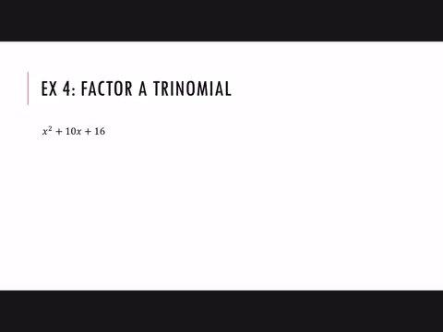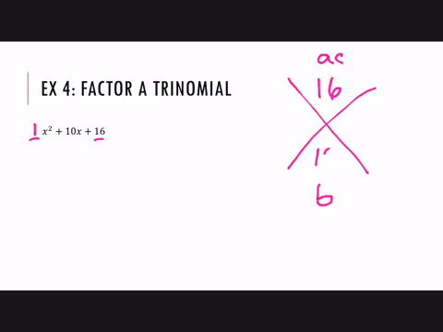Okay, so now I want to go on to this method. So the next step is to find A times C. All right, so I'm going to make this X, and I need to find A times C. Well, A is 1, and C is 16, so multiplying, that gives 16. Then I need to find B, which is a 10.